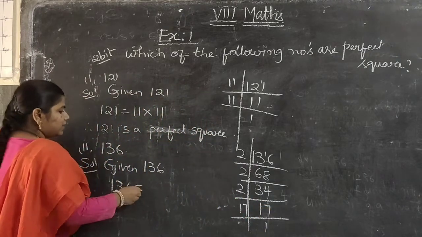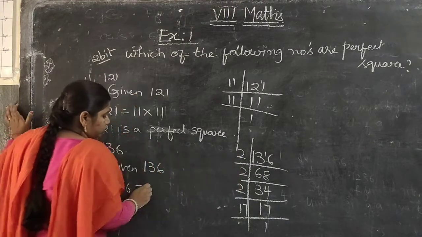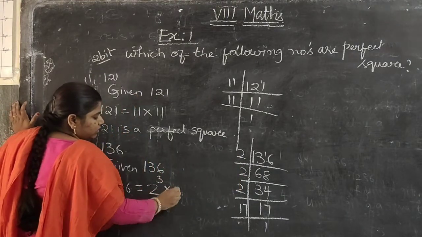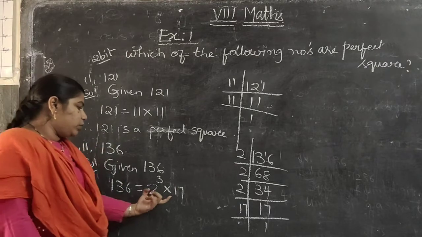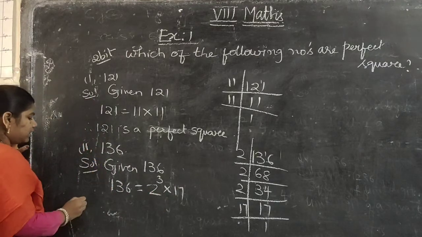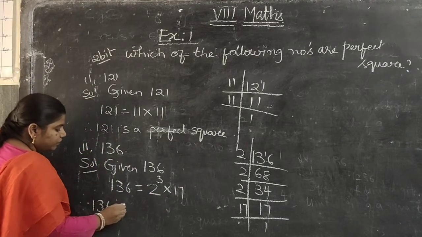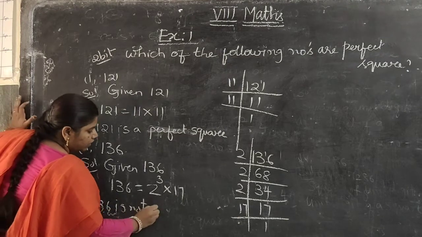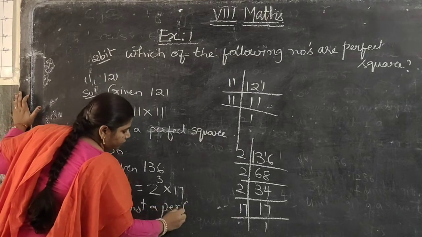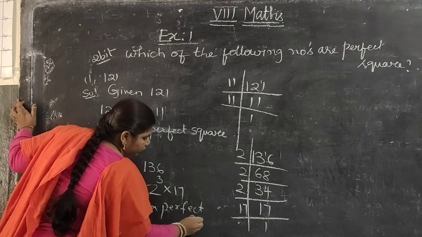So how many 2s are you having here? 3 2s. 2 cube into 17. So these are not equal factors. So we can say that 136 is not a perfect square.